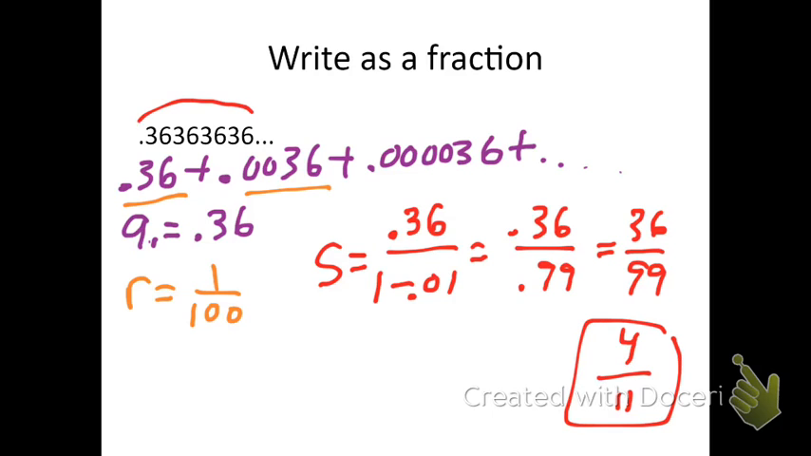Bang. So we just wrote this repeating decimal as a fraction, and you can use that kind of logic to write any repeating decimal as a fraction.